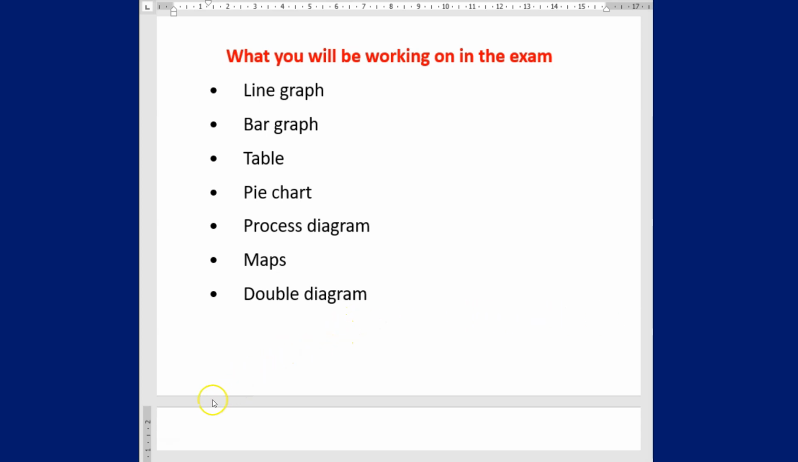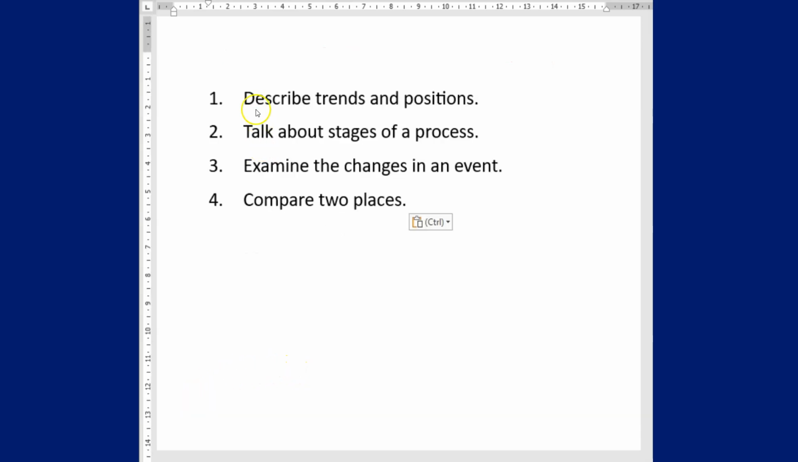When you are given the graph, the examiners are expecting you to either describe the trends and positions, talk about stages of a process, examine changes in an event or places, or compare two different places. It will depend on the graph given to you and what the examiners are expecting you to do. So you need to look at the question properly in order to know what exactly you are looking for.